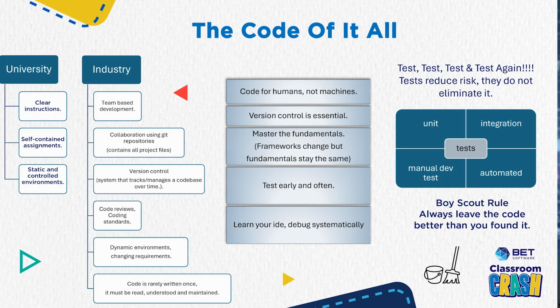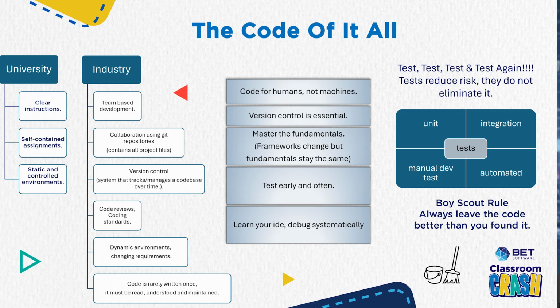Version control is important. Remember, you'll be part of a team with a large code base, so it's important to write code that's rememberable not only by you, but by those who come after you. Master the fundamentals. Frameworks are going to change, but the fundamentals will always stay the same. Test early, test often, and test resiliently. And lastly, learn your IDE so that your debugging is systematic.